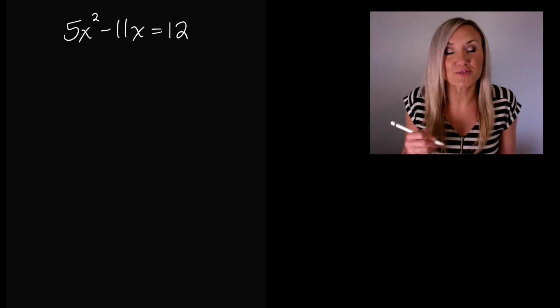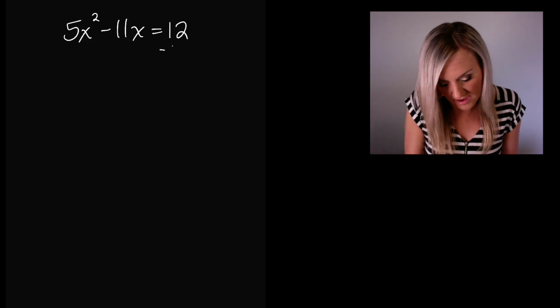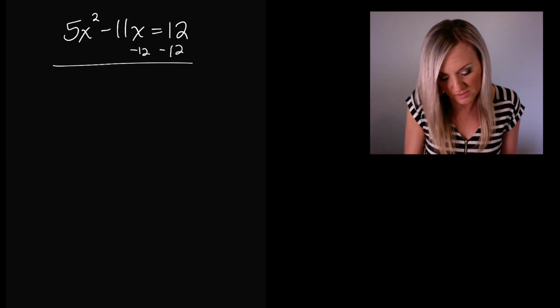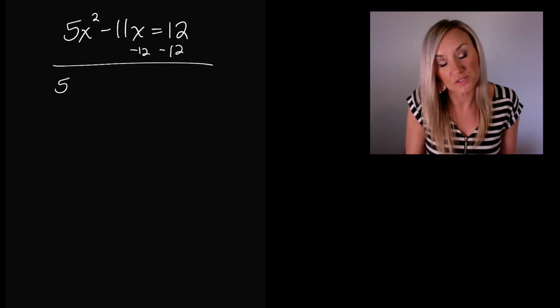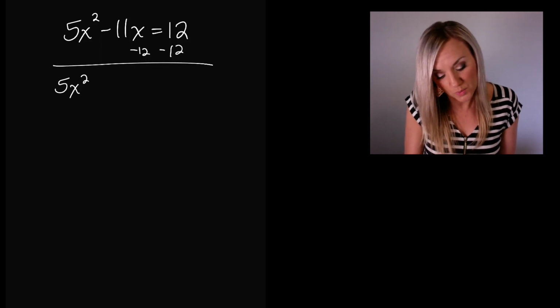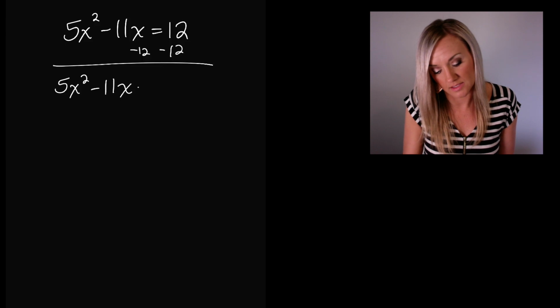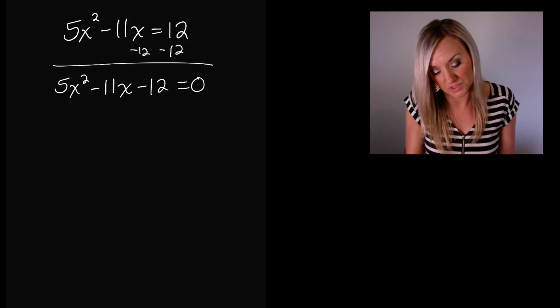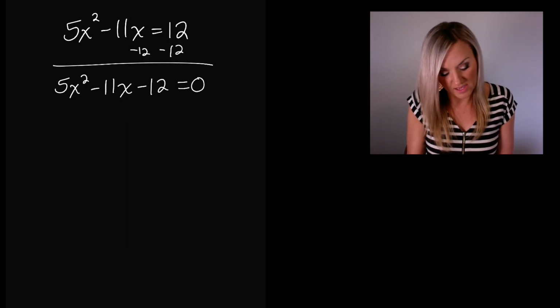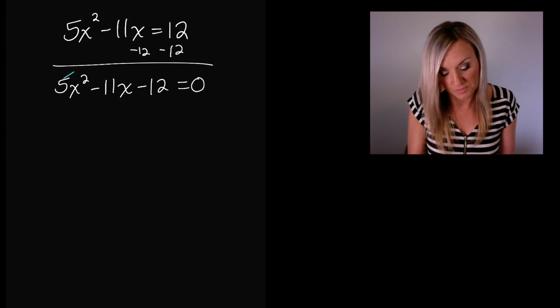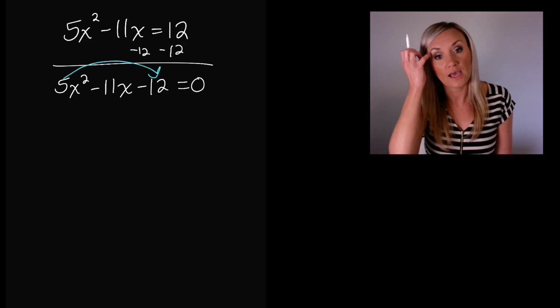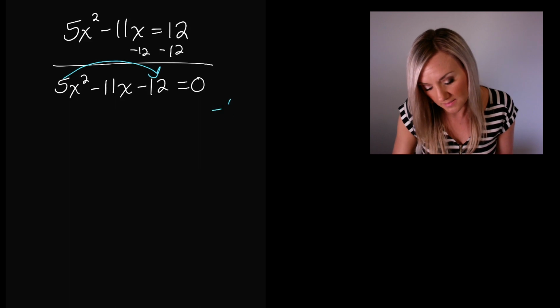Did you subtract 12 to the other side? Yes? Okay. So when you did that, and you subtract 12 to the other side, you rewrote your equation to say 5x squared minus 11x, subtract the 12 equals 0. Great. And then we're going to multiply 5 times negative 12, and that gives us negative 60.